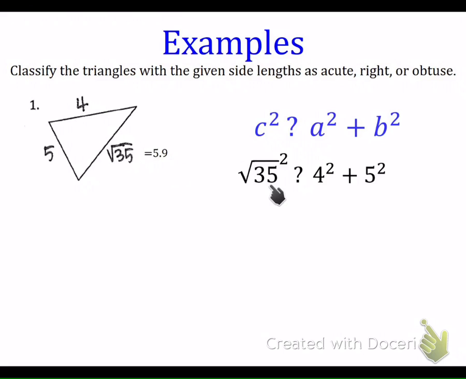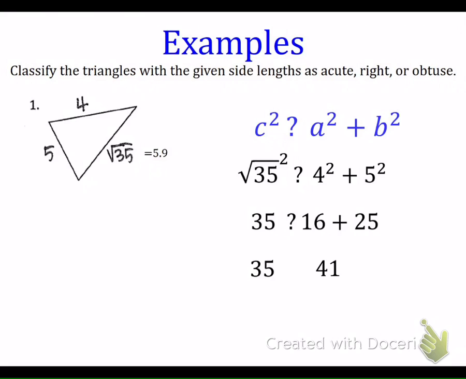Okay? So I'm going to square the square root of 35. Not sure what symbol's going to go here, but I have the other two sides squared, and I'm going to add them together. So the square root of 35 squared is just 35. 4 squared is 16. 5 squared is 25. When you add those together, you get 41.